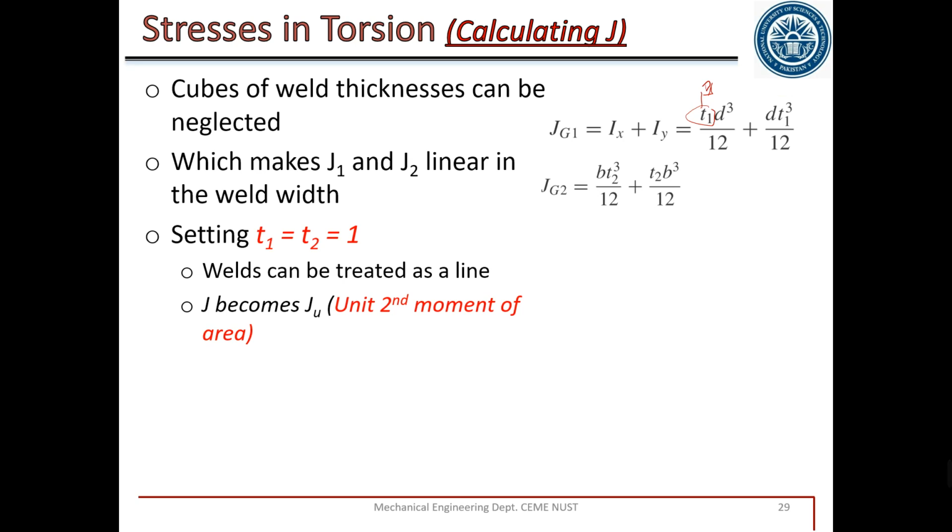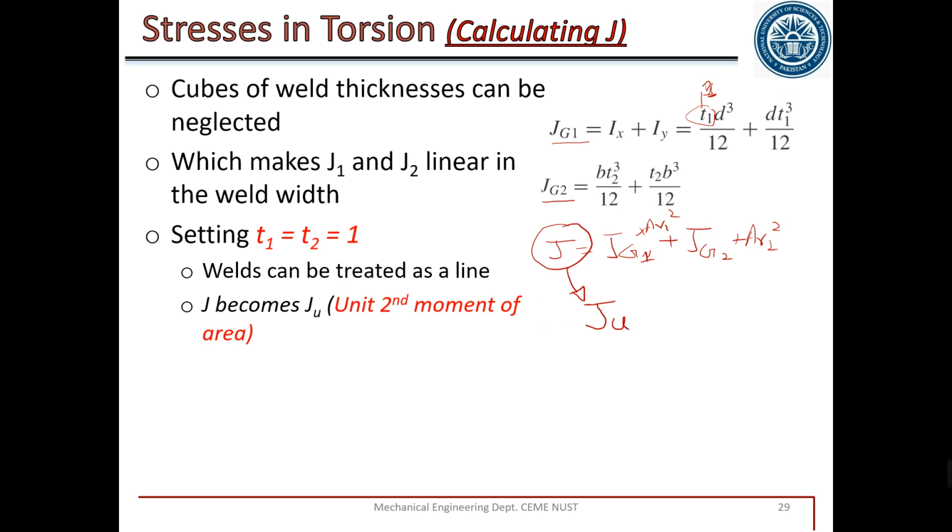And what it changes: if you change all t1s with 1, the J, or sum of J, which is equal to Jg1 plus A1 r1 squared plus Jg2 plus A2 r2 squared, shifting all the values to J by assuming t1 and t2 unit and eliminating t cube, t1 cube and t2 cube value. We change this J to Ju.